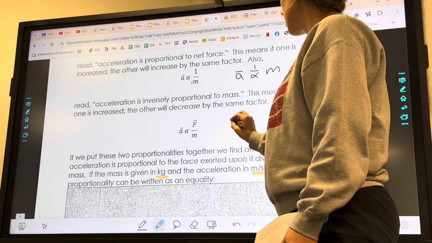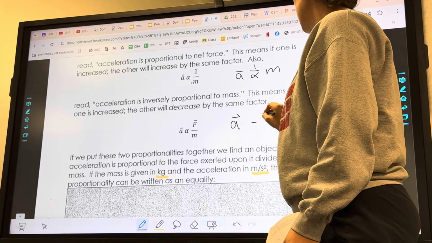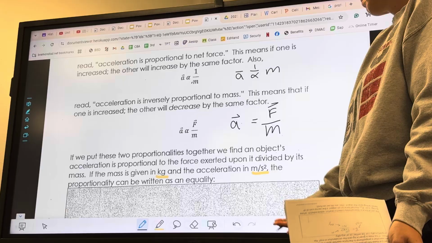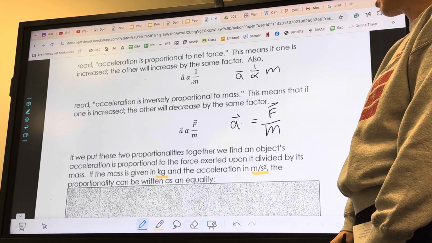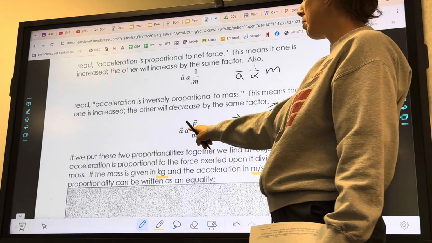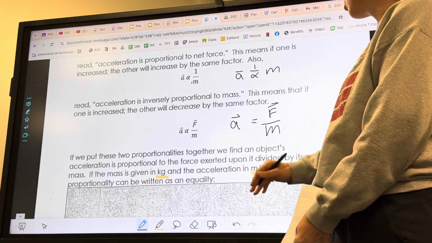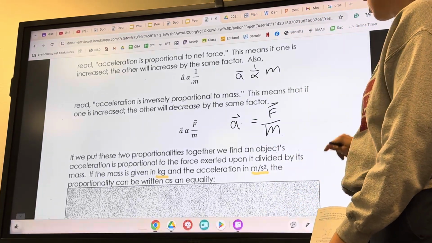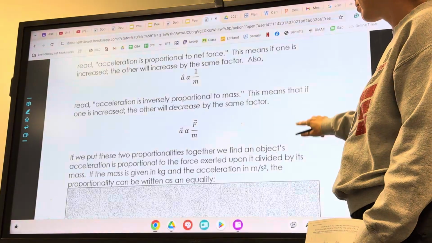So they're telling us acceleration is force divided by mass. That's all they're doing. They're telling us that's our formula. It is proportional, but this is where they're coming up with their formula. So let's write that down here.